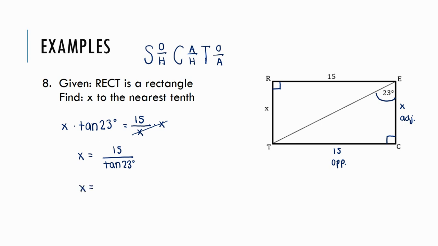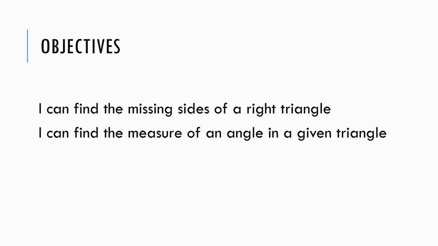So in your calculator, hopefully you're getting 35.33. I need to look at that second decimal to help me determine what the first one's going to be in my answer. Well, because it's a 3, that means that I get to leave that first decimal as a 3. So this would be the length of the side. Okay, so that is us finding the missing sides of a right triangle and finding the measure of an angle in a given triangle.